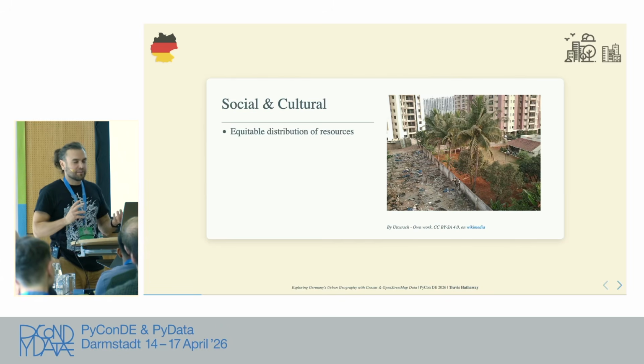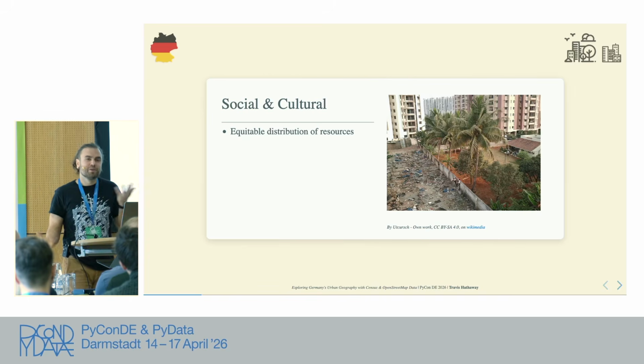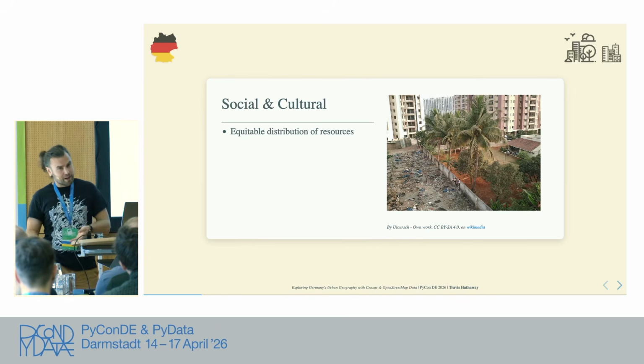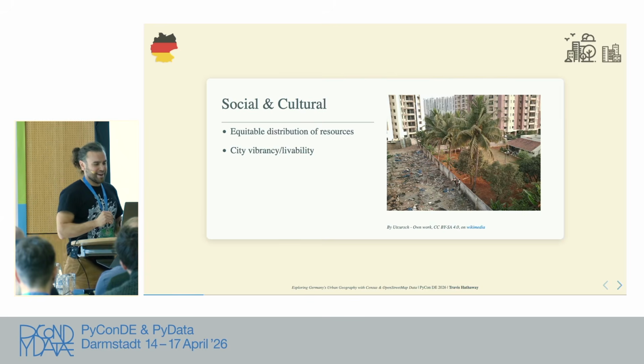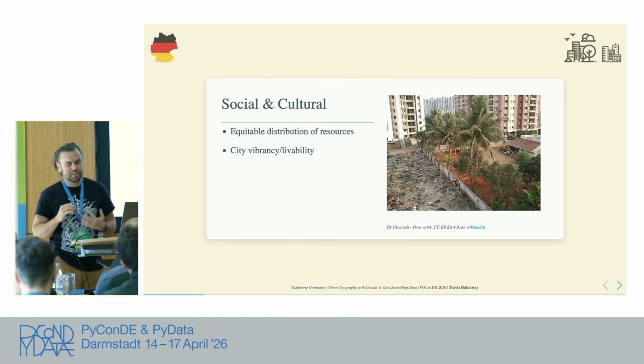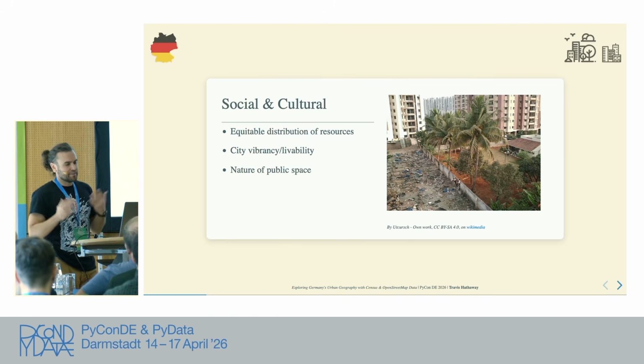The other really important area of urban geography studies are social and cultural. These studies often have to do with the equitable distribution of resources. So who in cities has a lot, who in cities doesn't have a lot, and whether or not that's right, it usually isn't. And then these other studies include measures of vibrancy and livability. And finally, we also have what the nature of public space is.